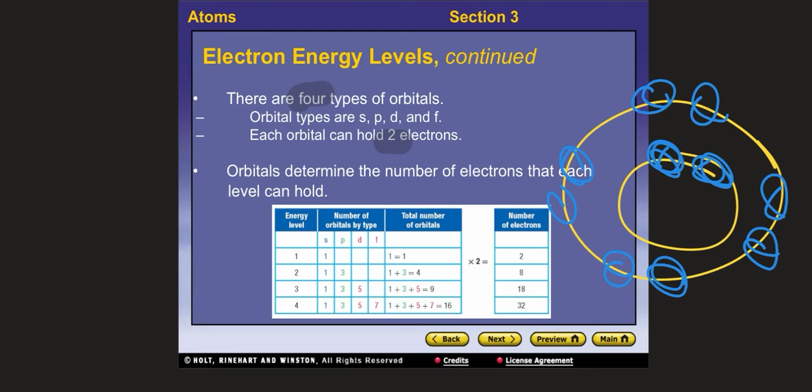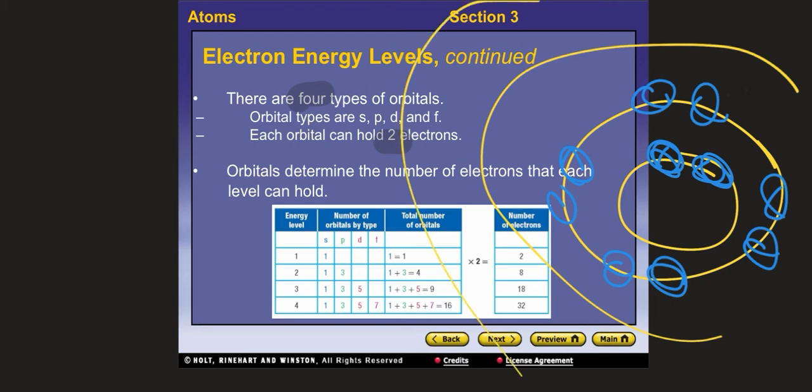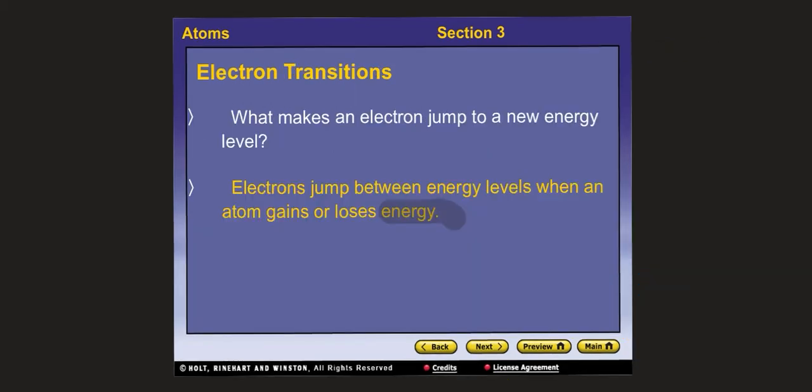Now I'm running out of space. I won't be able to draw the rest, but the third ring has 1s, 3p, and 5d orbitals, so it can hold 18 electrons. And then the last final ring, energy level 4, has 1s, 3p, 5d, and 7f orbitals, so it can hold up to 32 electrons.